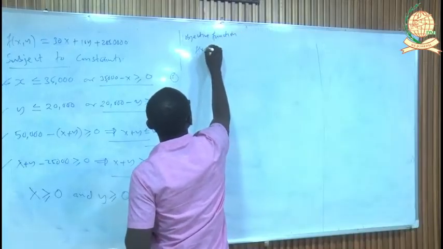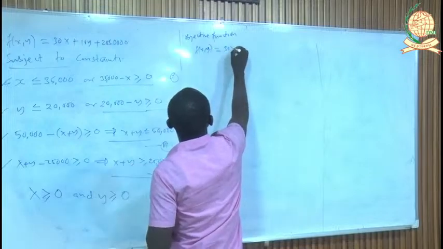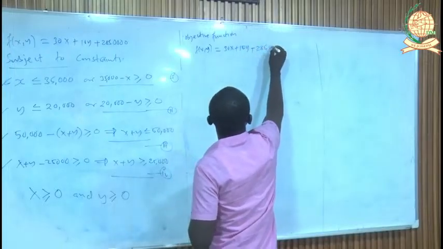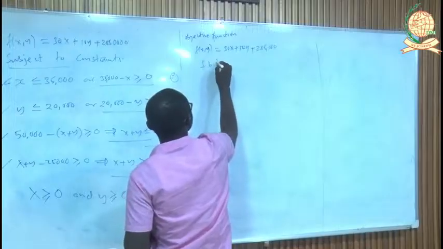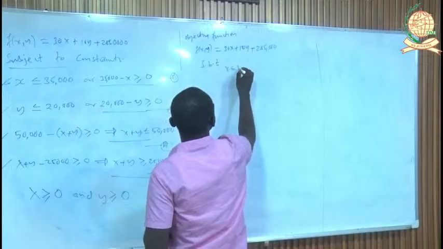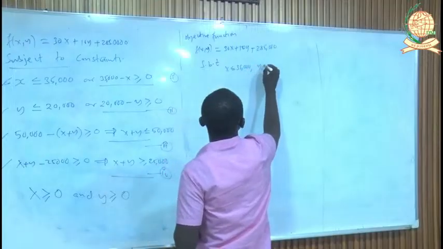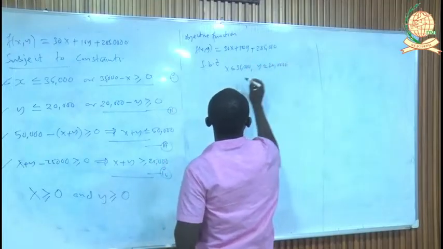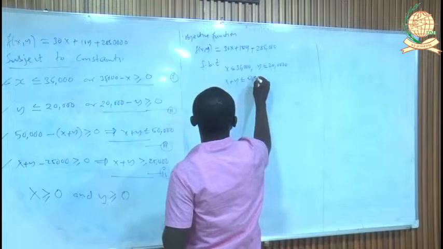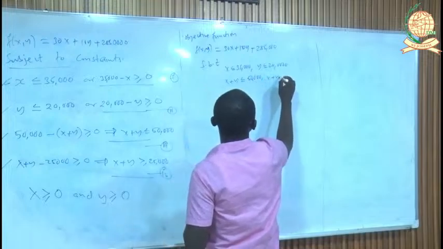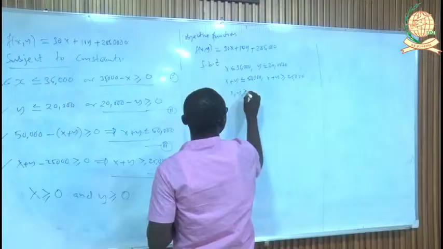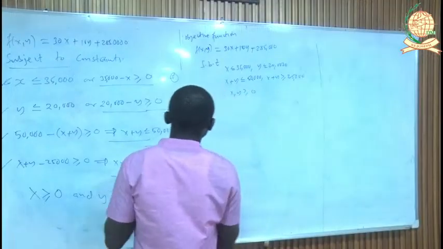It is f(x, y), which is 30x plus 10y plus 285,000, subject to x less or equal to 35,000, y is less or equal to 10,000, x plus y less or equal to 50,000, and x plus y greater or equal to 25,000, and x, y greater or equal to 0. Those are the non-negativity conditions. So you could sketch the graph here.